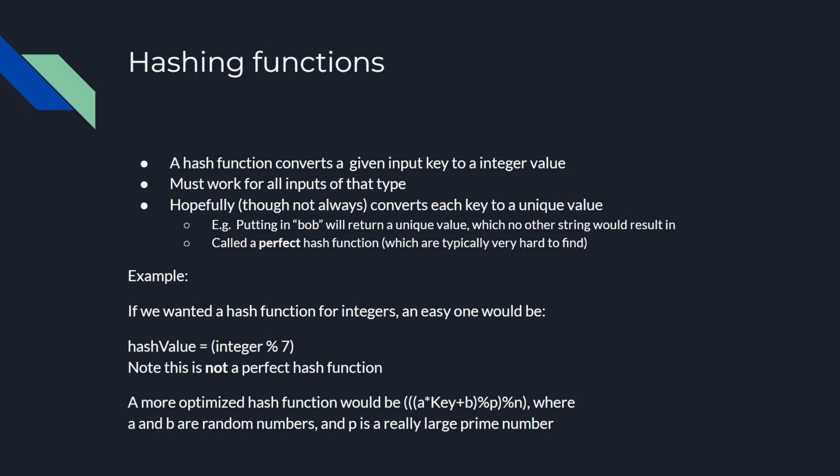For example, if we wanted a hash function for integers and we had, let's say, 7 available spaces of memory, we'd have hash value equal to the integer mod 7. This wouldn't be a perfect hash function because if we put in 7 and 14, that would return the same value, which we don't want. And you can see a more optimized version of this hash function down here.